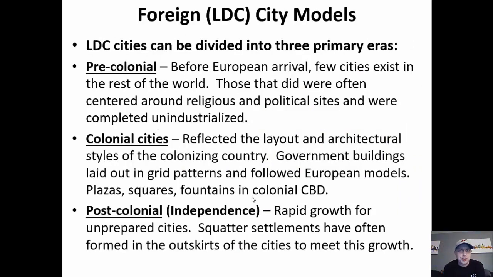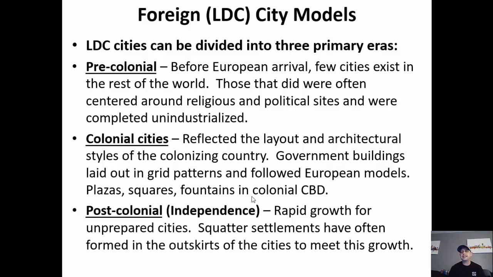All right, speaking of LDC cities, here's what's interesting about them. There are really three types of cities, or I guess what we should say is a lot of these LDC cities, especially in Latin America and Africa, developed in a series of stages or waves. First, there was the pre-colonial stage. These were LDC cities that popped up before Europeans ever arrived. Very few of these exist in the world today. Those that did exist back then were often centered around religion and politics. They were completely unindustrialized when they popped up.